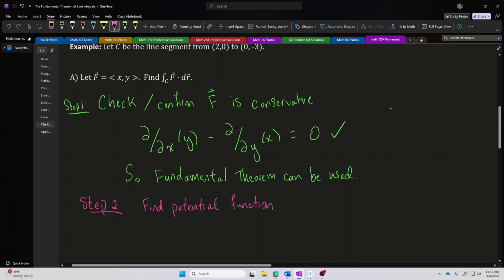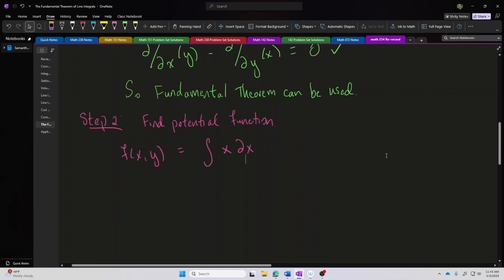So I will use exactly the same process that we saw in our examples yesterday. I'll take my vector field and I'll take its x component and I will recover the potential function by integrating with respect to x. And from this, I get x squared over 2 plus potentially some hidden terms that do not contain any x's and only contain y.